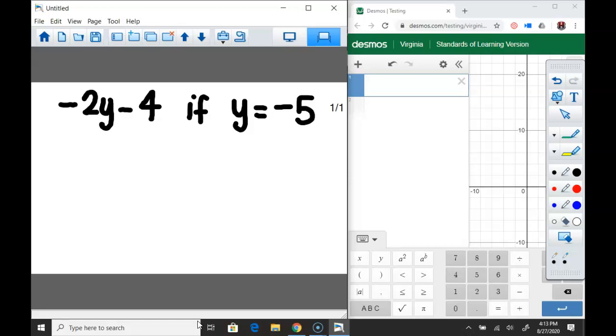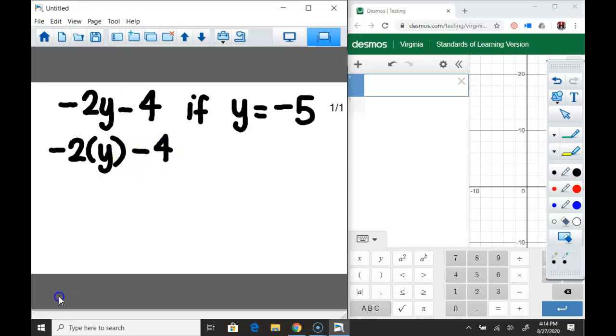Now, to evaluate this, I'm going to need to replace or substitute that negative 5 for that y in that problem, and then work it out. But before we do that, I want you to take a minute to think about what this problem is saying. When I see negative 2y, I know that means negative 2 times y. Now, when you show me multiplication, I always want you to use parentheses. So when you think of negative 2 times y, I want you to think of it written with parentheses. And then we've got our minus 4 over here.